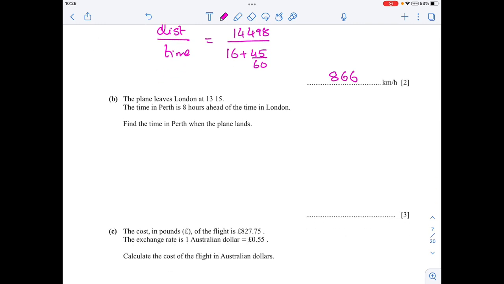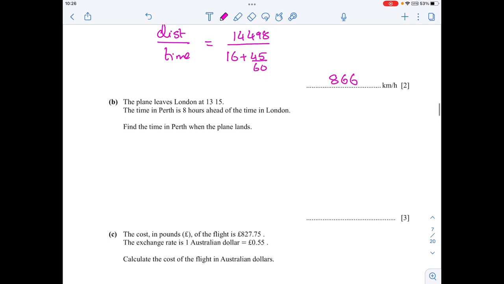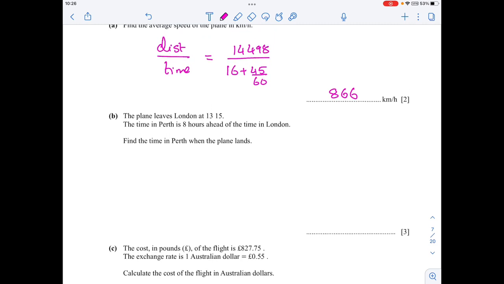The plane leaves London at 13:15. The time in Perth is 8 hours ahead of the time in London. Find the time in Perth when the plane lands. So first of all, in London it is 13:15. At the same time in Perth, it will be 8 hours ahead. So 13:15 plus 8 is 21:15.